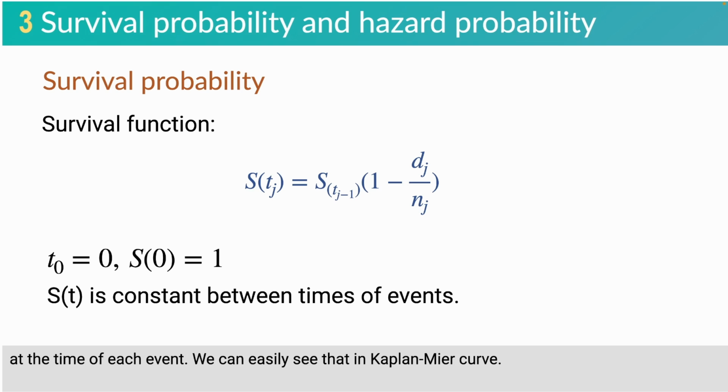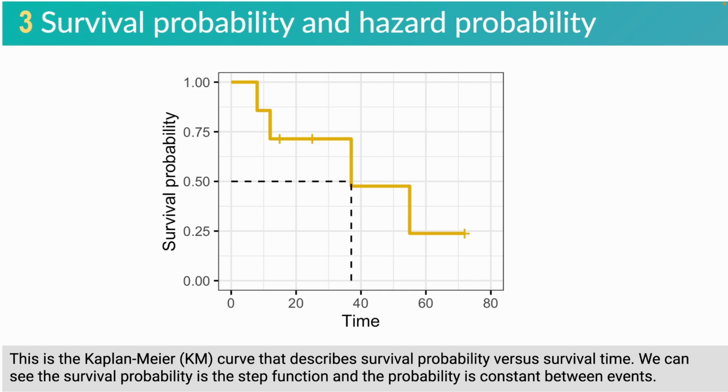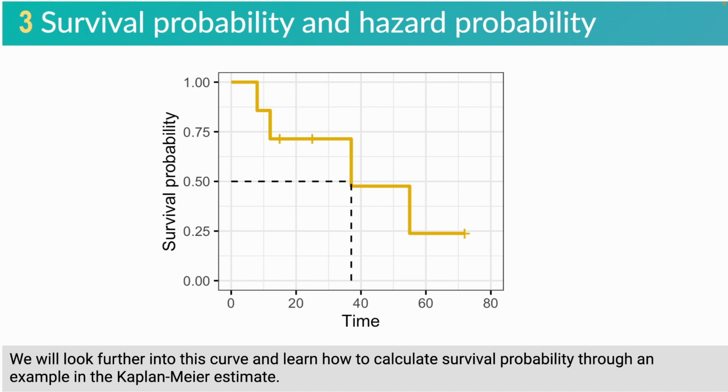We can easily see that in the Kaplan-Meier curve. This is the Kaplan-Meier curve that describes survival probability versus survival time. We can see the survival probability is a step function, and the probability is constant between events. We will look further into this curve and learn how to calculate survival probability through an example in the Kaplan-Meier estimate.